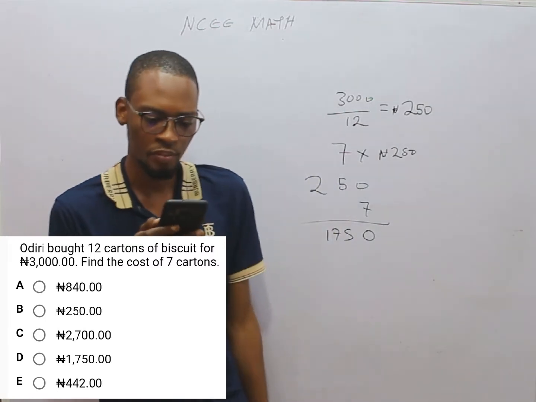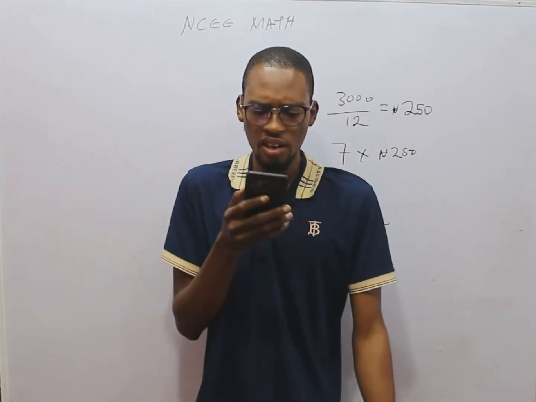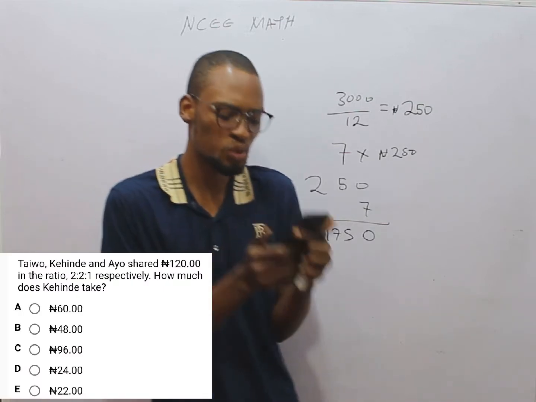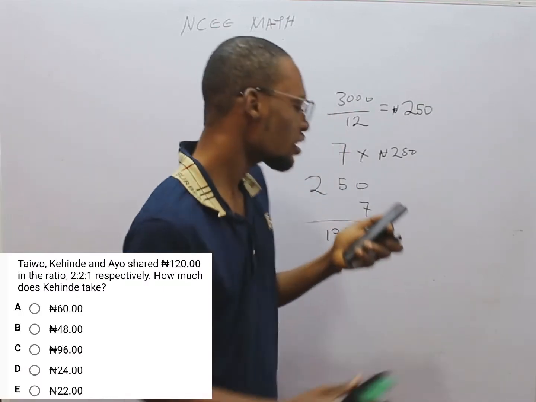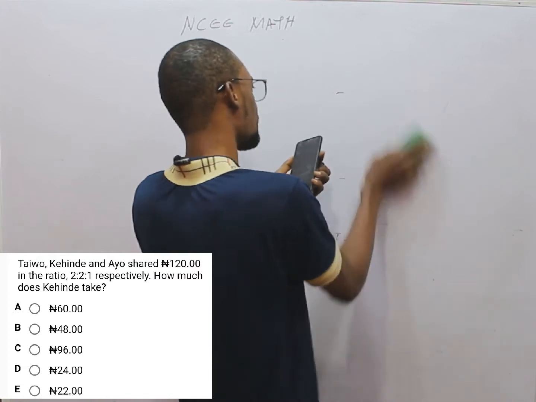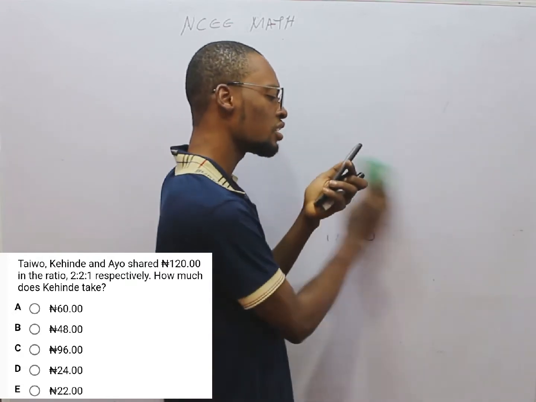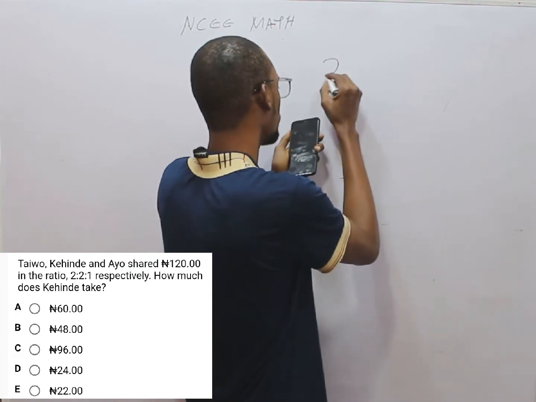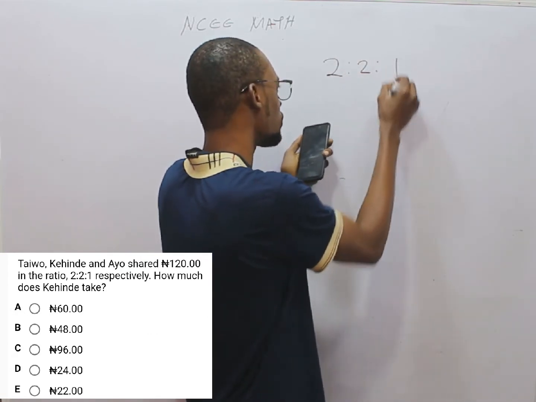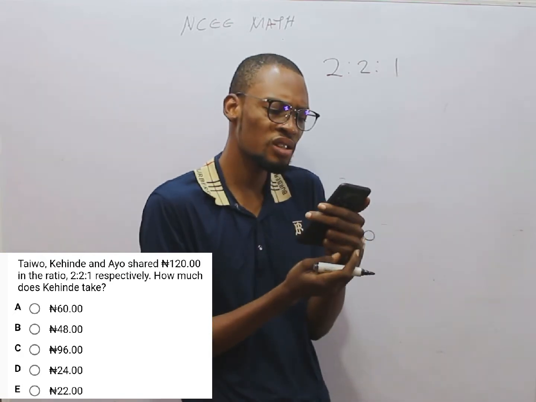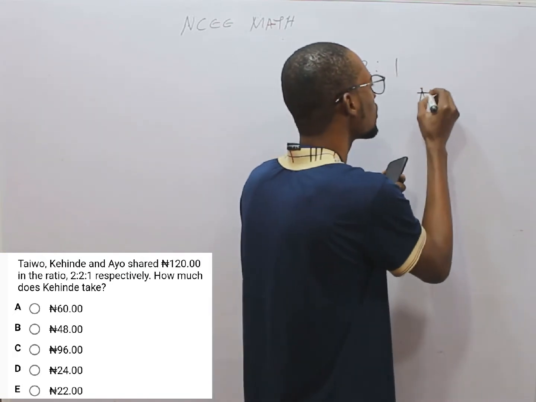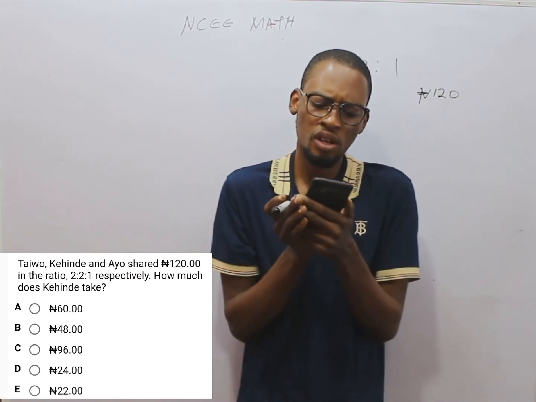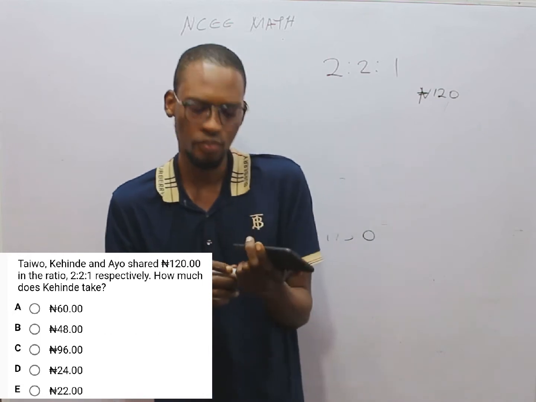Here it says Taiwo, Kehinde, and Ayo shared 120 naira in the ratio 2:2:1. How much did they share? It's 120 naira. How much does Kehinde take?